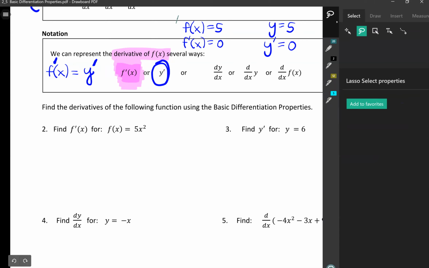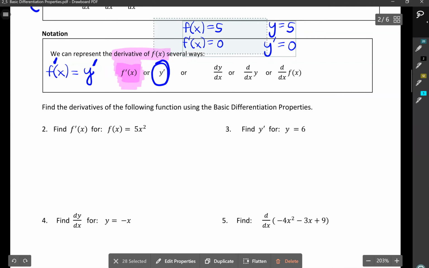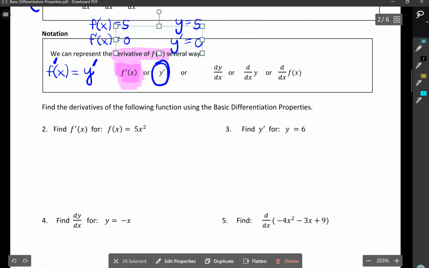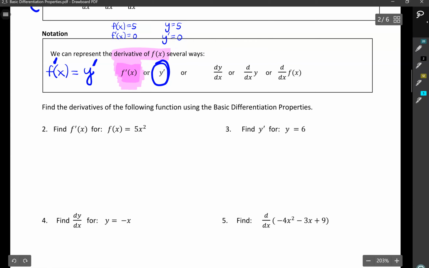So let's look at these more interesting ones. Okay, I'm gonna shrink that down. Okay, this notation I'm about to show you is a little bit more intimidating, but we're not going to freak out.